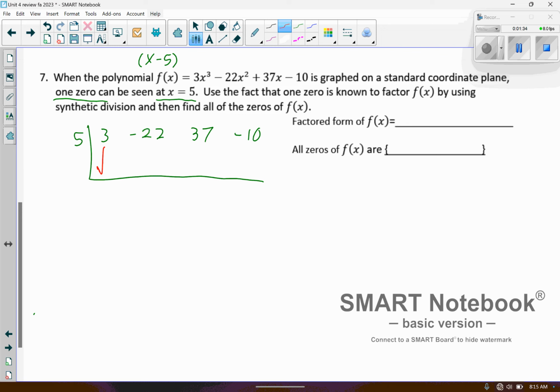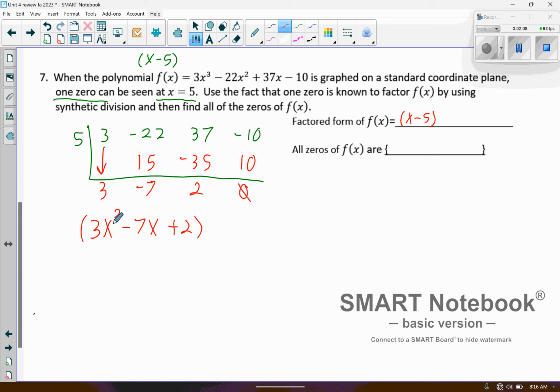So here we go. We drop the first one and then multiply, add, multiply again, add, multiply, and I get 10, so that's going to add up to 0. So yes, 5 is going to be one of my solutions. As a factor, that would be written as x minus 5. And what I have left here is 3x squared minus 7x plus 2.